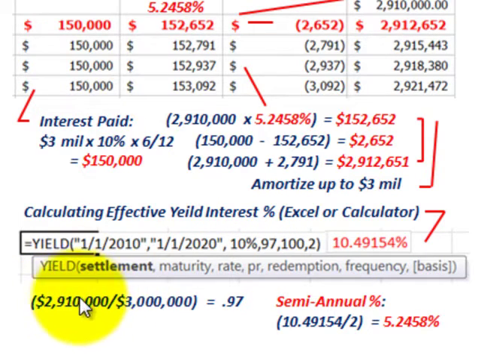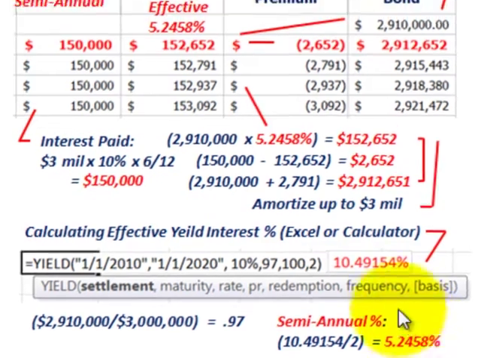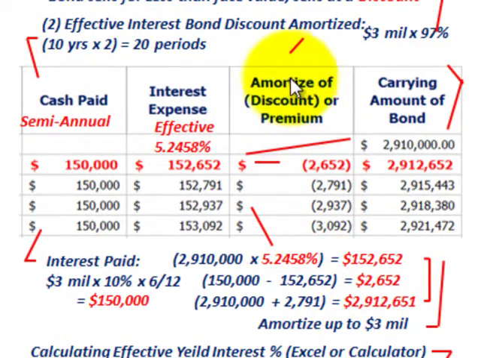$2,910,000, that's the discounted amount, divided by the maturity value of $3 million, we get 0.97. So we take that times 100% and we get 97 as the purchase price, and then the redemption amount is 100, twice semi-annually. We're going to come up with an effective interest rate of 10.49154. So semi-annually, you divide that amount by 2, and you get 5.2458%. So now we can set up our amortization schedule.